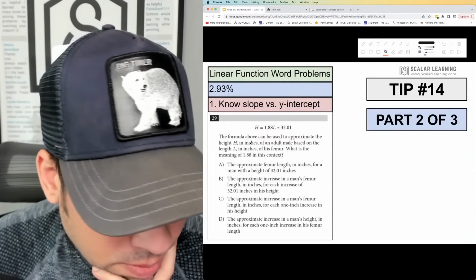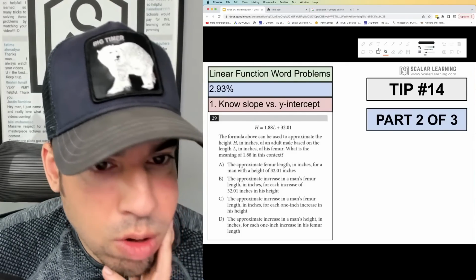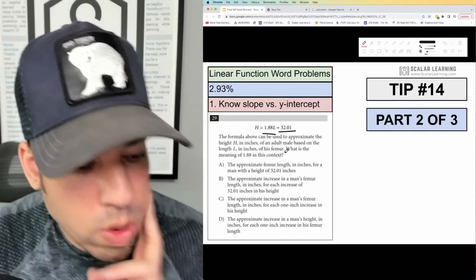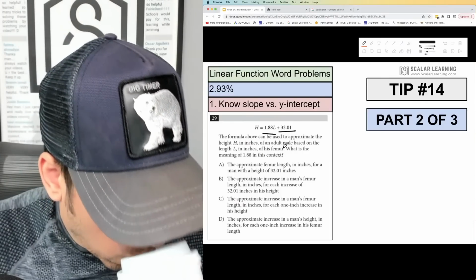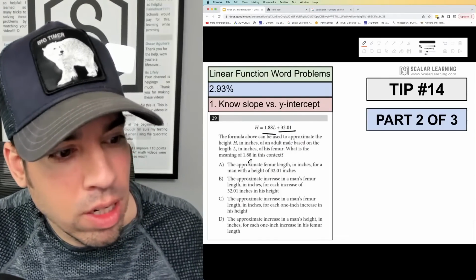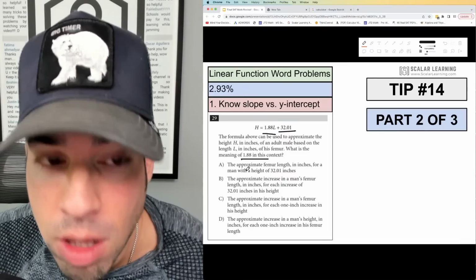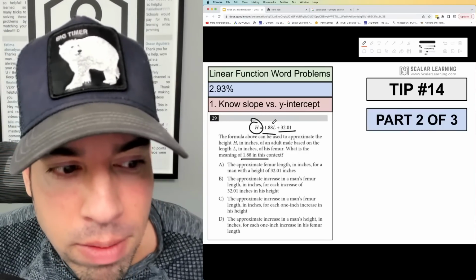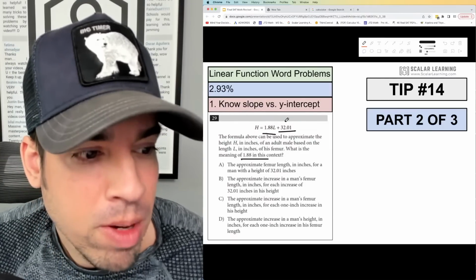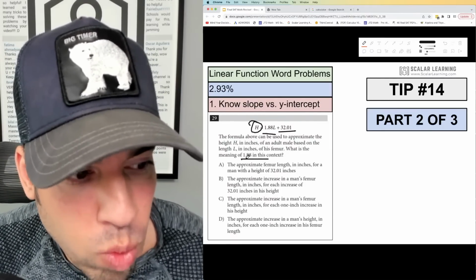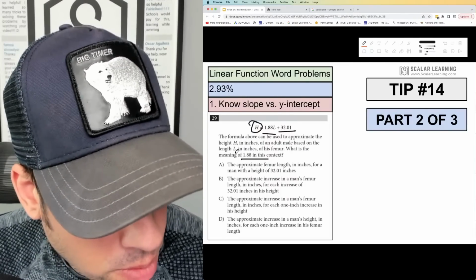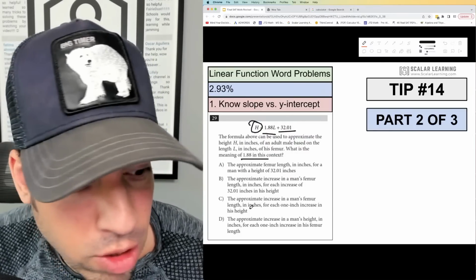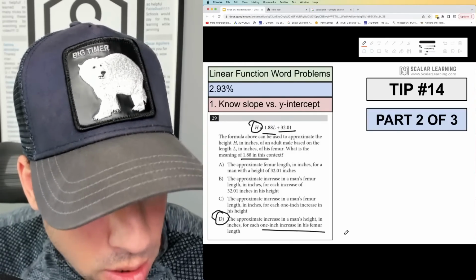All right, 14. Know slope versus y-intercept. The value multiplying the variable is the slope. Here's your y-intercept, your starting value, okay? So they said, what is the meaning of 1.88? Well, it's the slope. That's my rate of change. That is the change in y over one change in x. Meaning, this is the change in the height for every 1 inch of the length L of the femur. Okay, so where is that? The approximate increase in a man's height for 1 inch in the femur. That's slope.